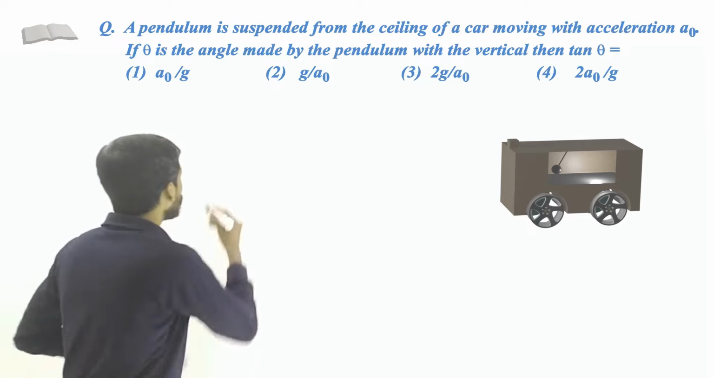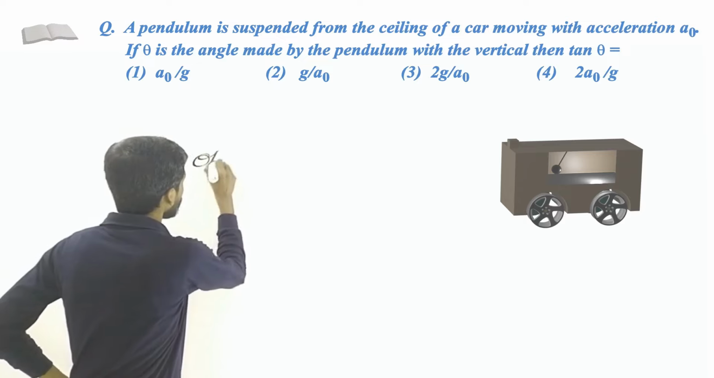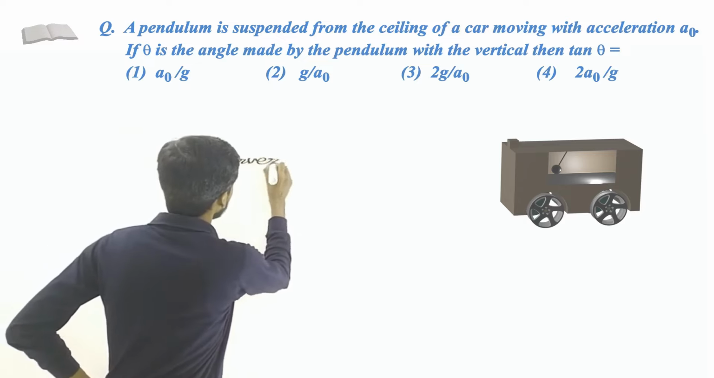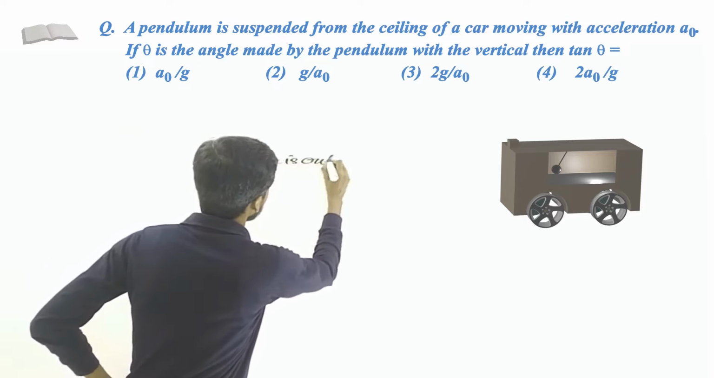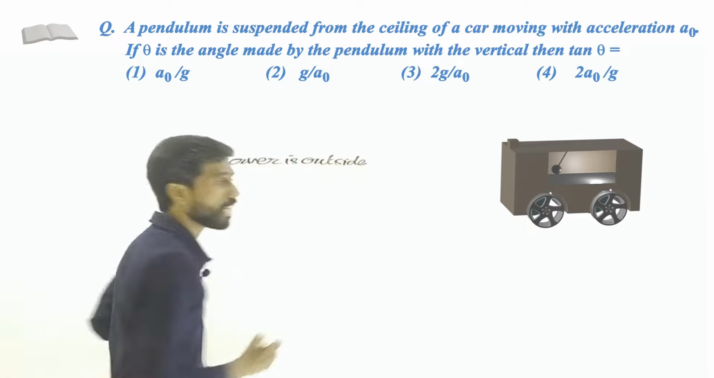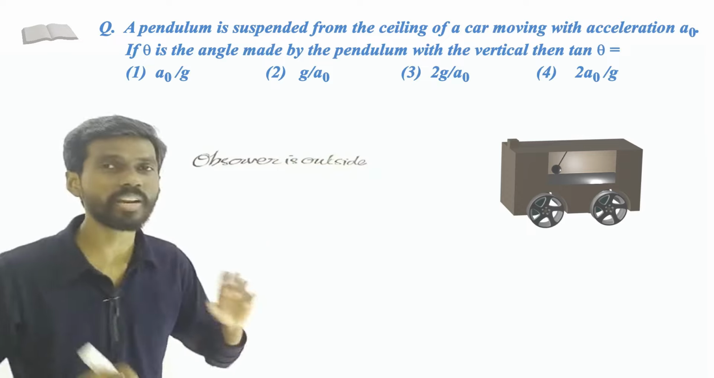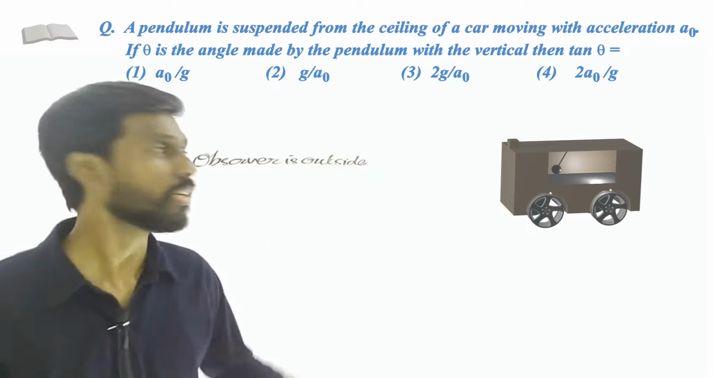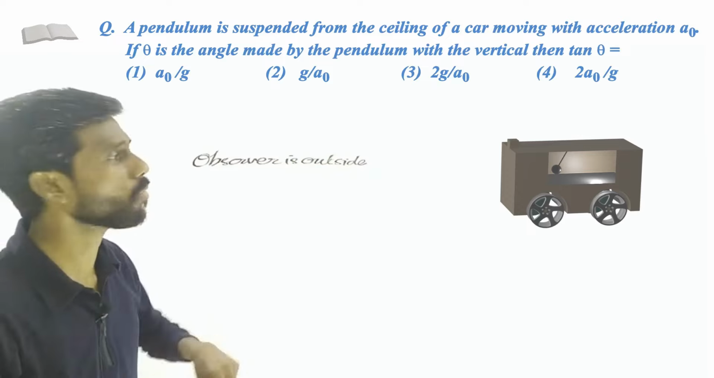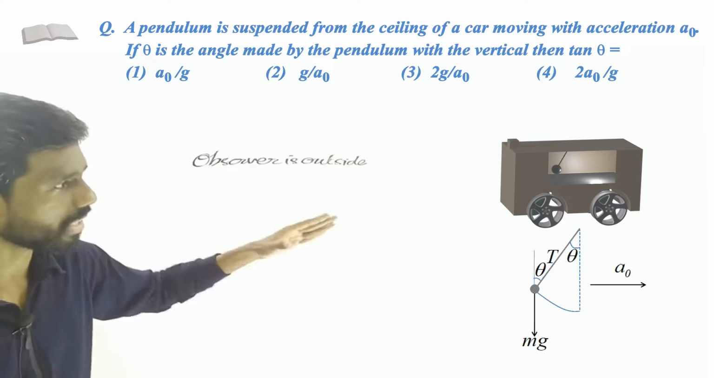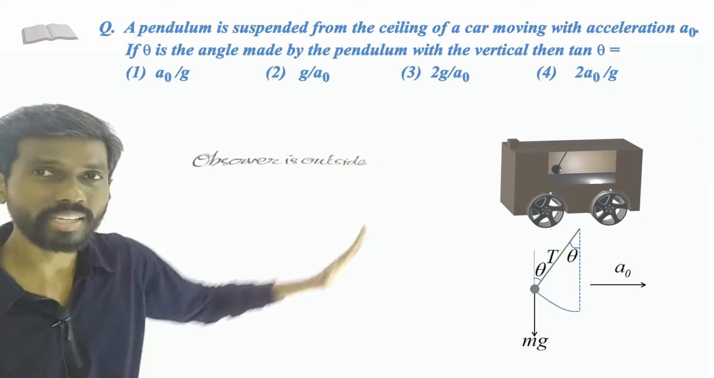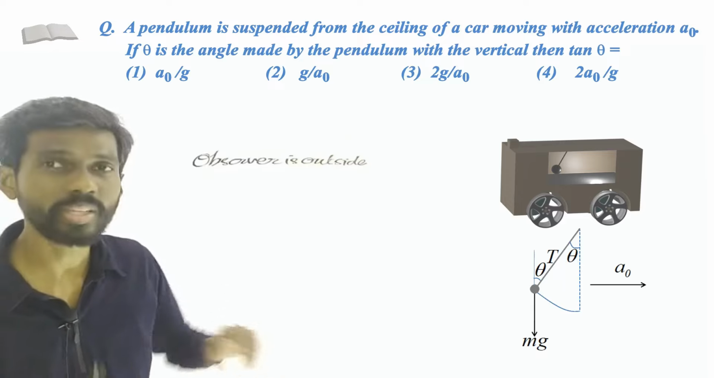See, the observer is outside, so this is one of the methods. The observer is in an inertial frame of reference, so there is no need for pseudo force. Let us consider all the forces acting on this pendulum. It is deviated like this. Now there is a tension force acting in this direction, and a vertically downward gravitational force.